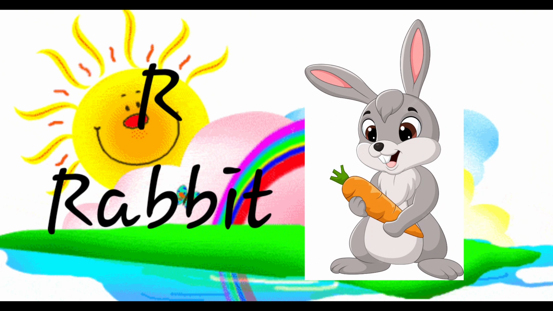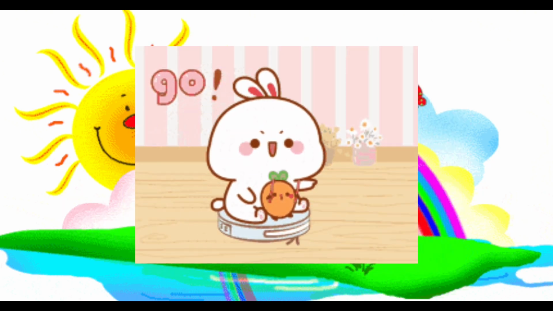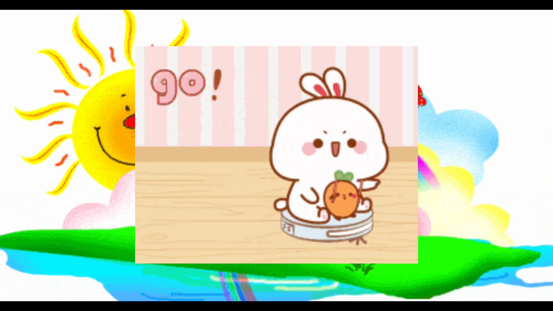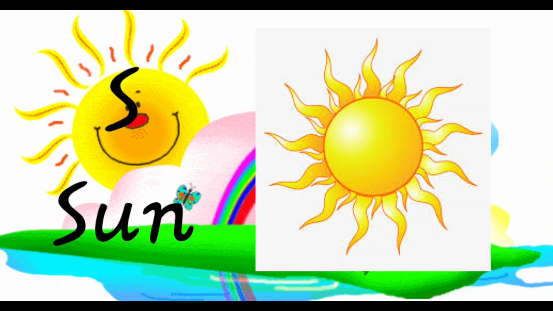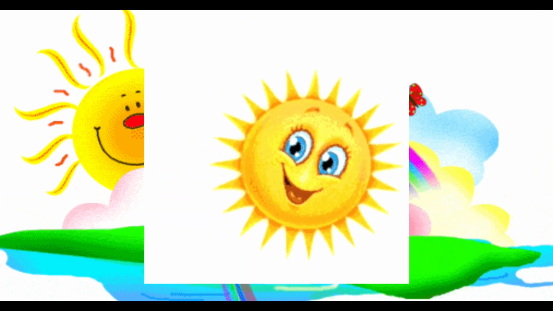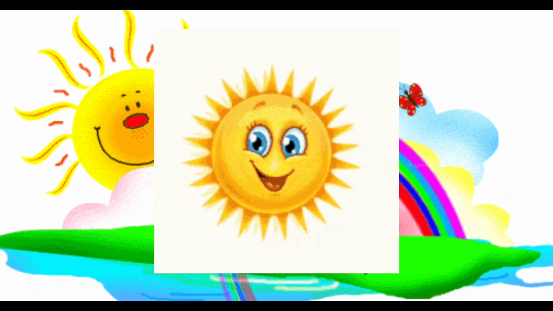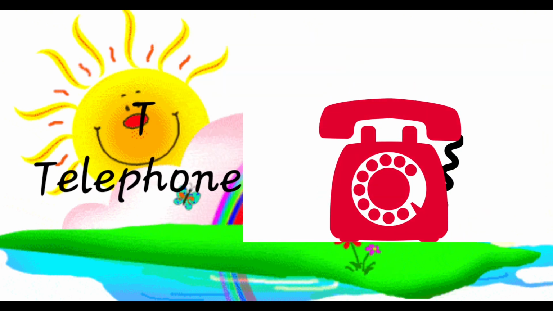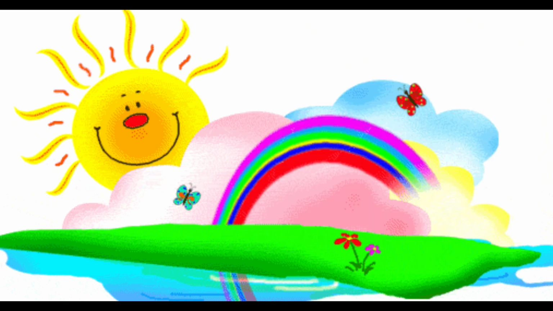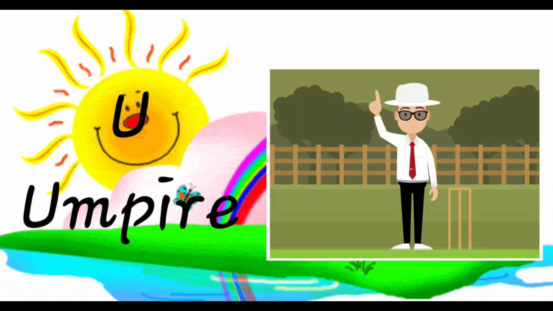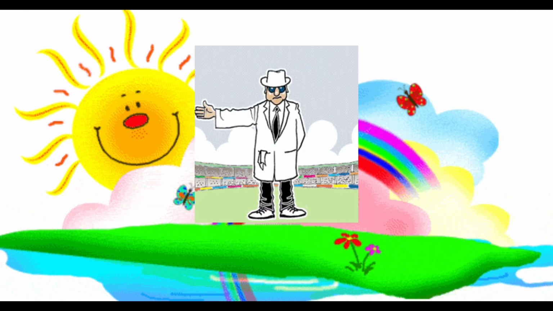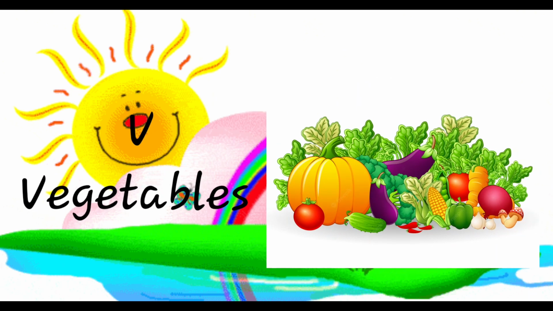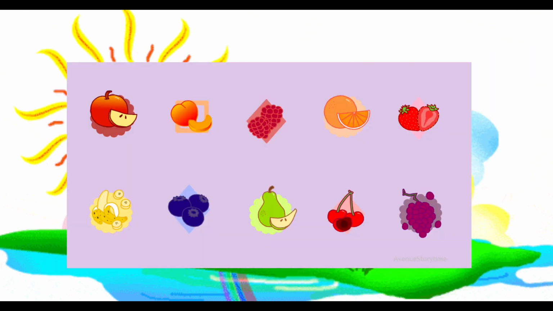R for rabbit. S for sun. T for telephone. U for umpire. V for vegetables.